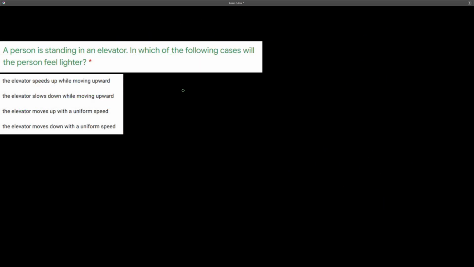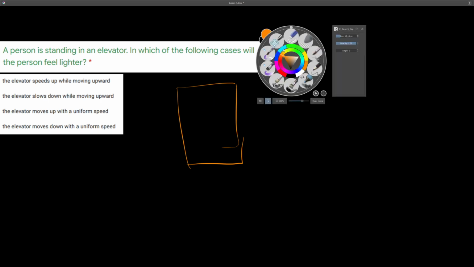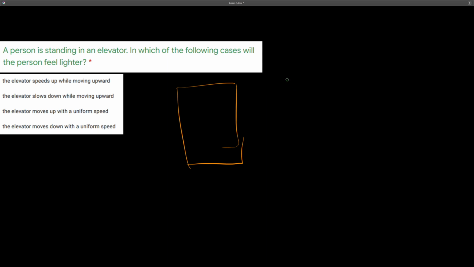So the first question we're going to go over is this one where a person is standing on an elevator. So it's an elevator, and in which of the following cases will the person feel lighter? So we said there are two cases where you'll feel lighter, either when you're speeding up or slowing down. So you have acceleration is positive, and you're slowing down in the positive direction. So your acceleration is negative, but you're going upwards. So this is slowing down upwards. And that's the first case.